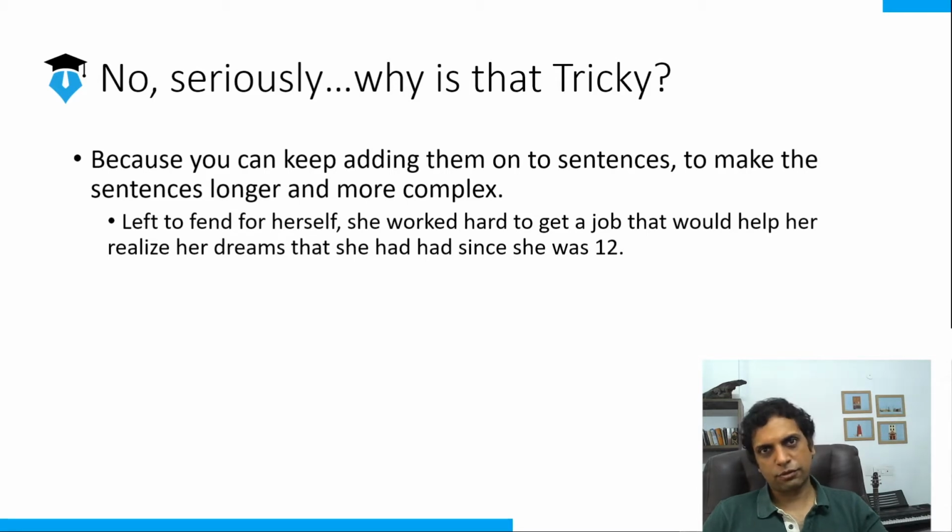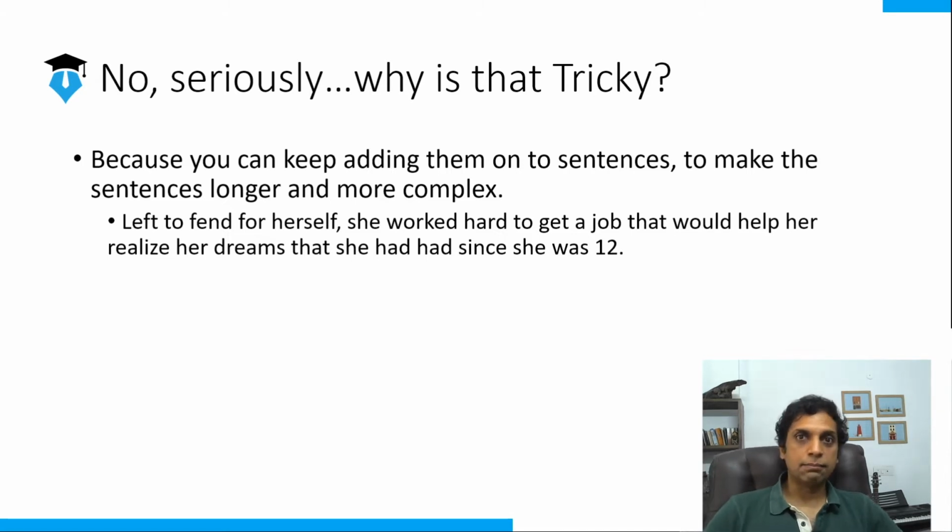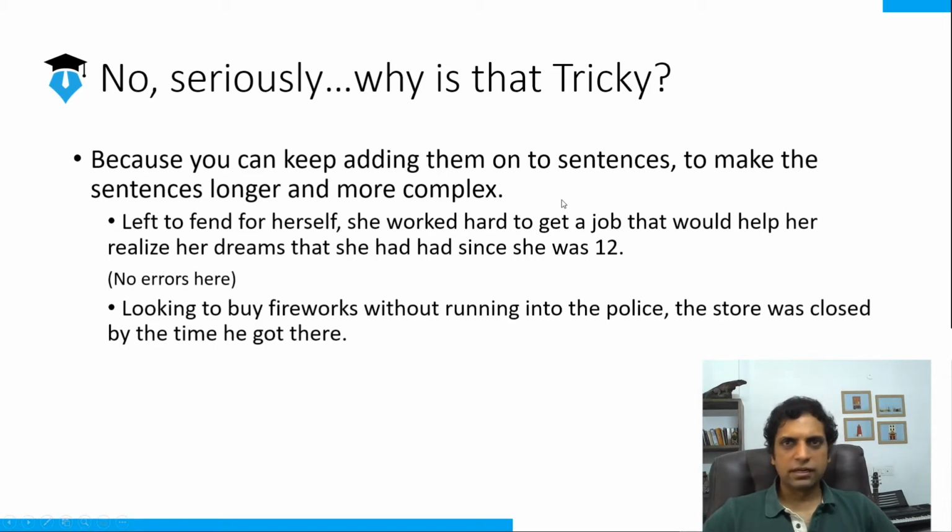And the sentence has gone from 3 words to, well, very many. So that's why modifiers are really important to know, and that's how they become tricky, because you can keep adding them. So there's no errors in that sentence. It's perfectly valid. Let's look at this one. Looking to buy fireworks without running into the police, the store was closed by the time he got there.